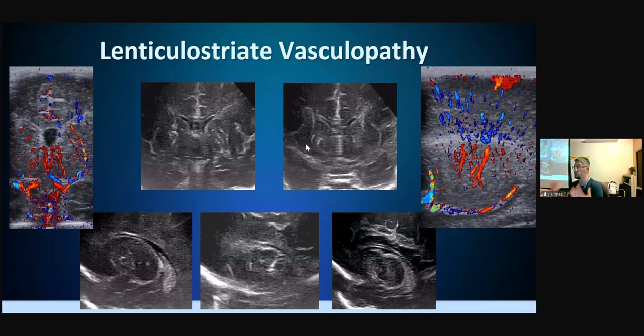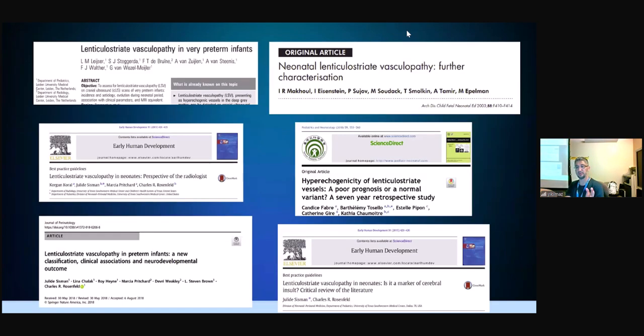They're just normal variants. But they started doing some research. They showed some association with HIE and CMV with this, and it was reported to be abnormal. But there is new research showing that this is just an association, not a correlation, and that's our observation too.